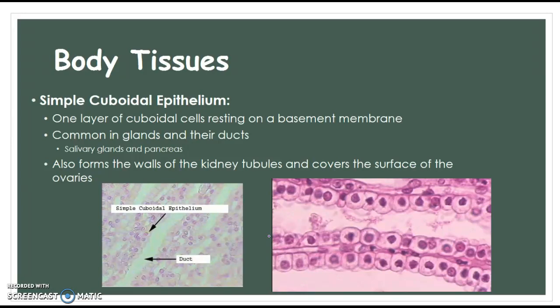Okay, then we have simple cuboidal epithelium. Simple cuboidal is going to be one layer of cube-shaped cells. A lot of times we find these in some glands and ducts, but this picture right here is really showing it in the kidney. And this is a tube, a kidney tubule, so this is where filtration of urine is happening. And surrounding it, you can see that nice cube-shaped cell. So there's one cell layer on one side of the tubule and one cell layer on the other side of the tubule.